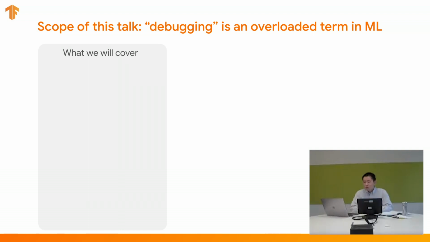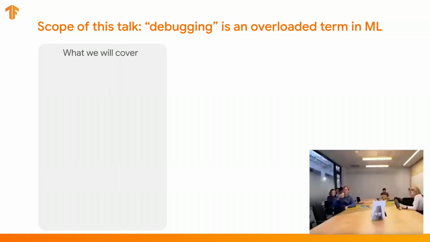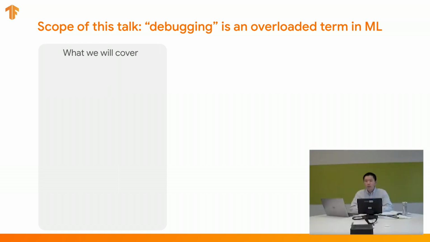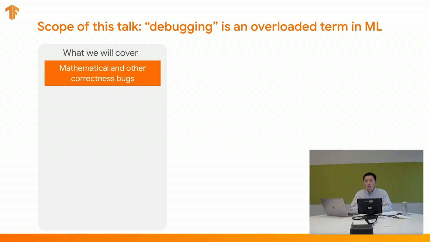So first of all, I want to define the scope of debugging. And the reason why I need to do this is because the word debugging is an overloaded term in machine learning. Different people use it to refer to different things, sometimes in confusing ways. So in the scope of this talk, debugging refers to specific things that mainly have to do with the correctness of your TensorFlow program, like mathematical implementation bugs.